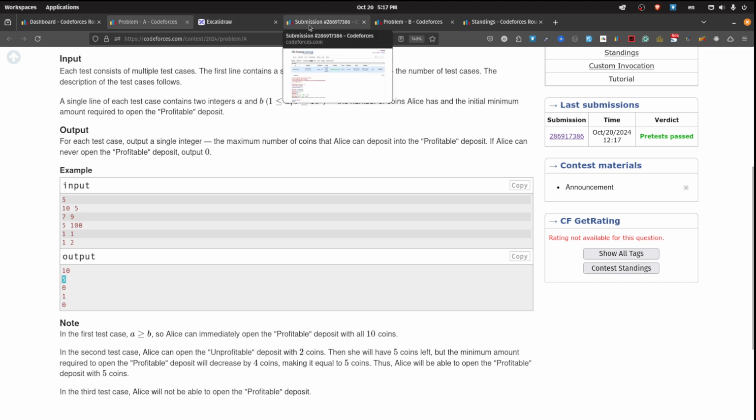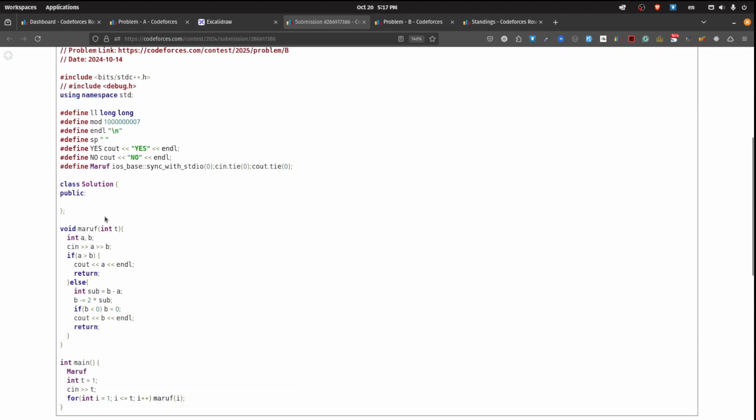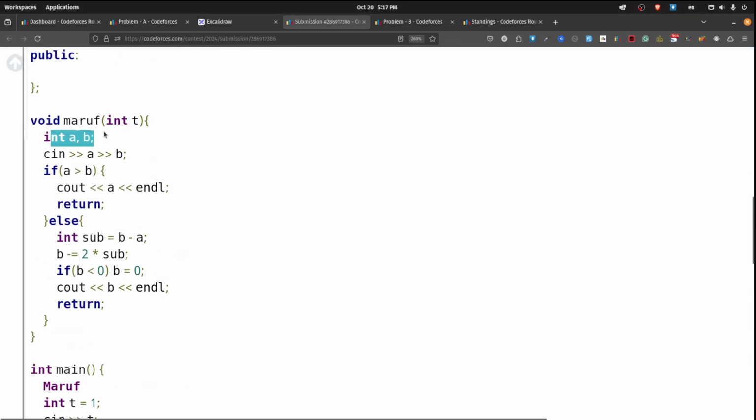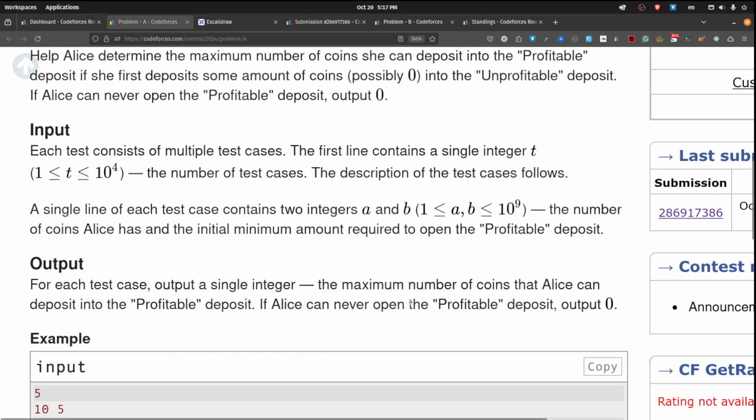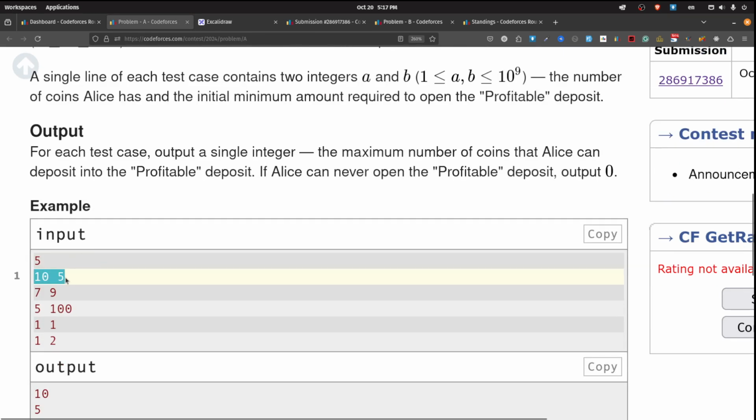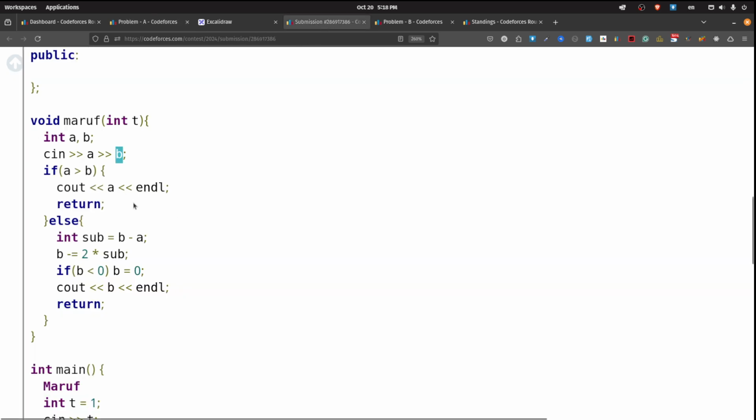So if you look at my submission here, what I did basically, let me zoom in a little bit more. At first I take two integers a and b from the user, where a means the amount of coins I have, and b means the amount of coins required to open a profitable deposit. Then I use an if condition: if a is greater than b, basically for the first test case, I just print the value a and return it.